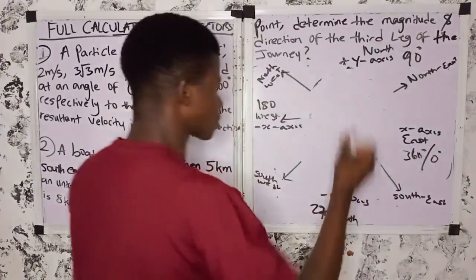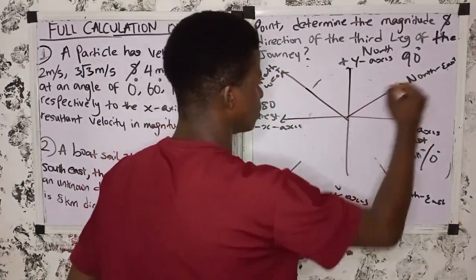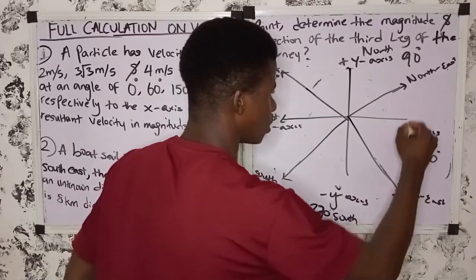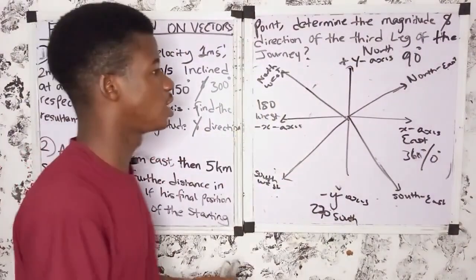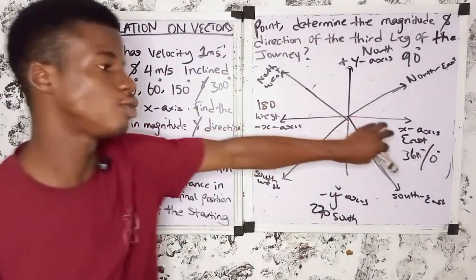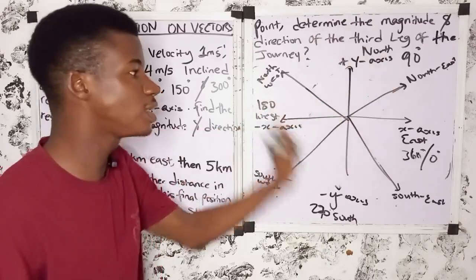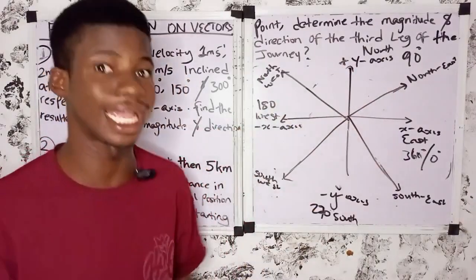Now remember, I told you guys that the full place here is all 90. This full place here is 90, because all these lines are perpendicular. So that is why it's 90, right?